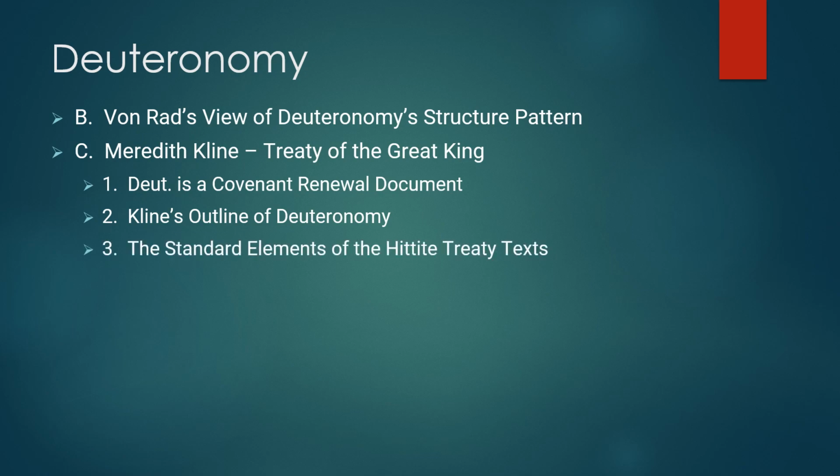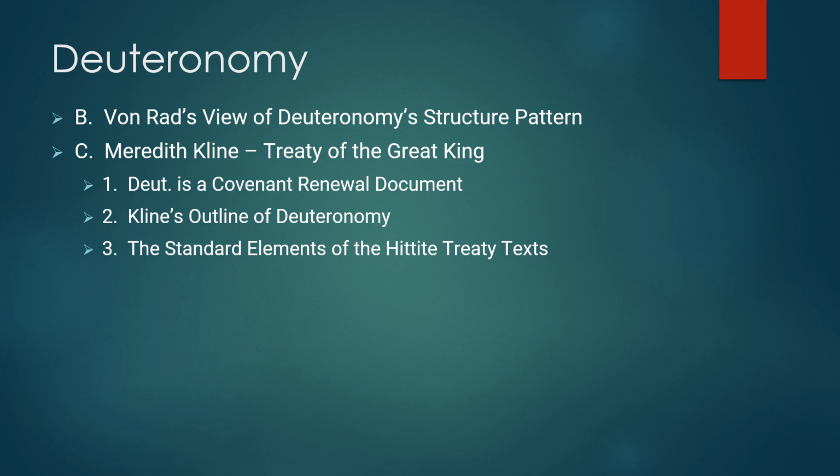Number 3 of the outline, the standard elements of the Hittite treaty texts. We talked about this analogy between the treaty texts and the structure of the book of Deuteronomy. What is the structure of the treaty text? Everybody's pretty much agreed, if you look at these Hittite treaties, there are some 20 of them, they pretty regularly follow this sort of structure, and they have 5 elements to them. A preamble that introduces the great king and gives his name, his titles, and that sort of thing. The historical prologue, which summarizes the previous history of the relationship between the great king and his suzerain, or vassal.